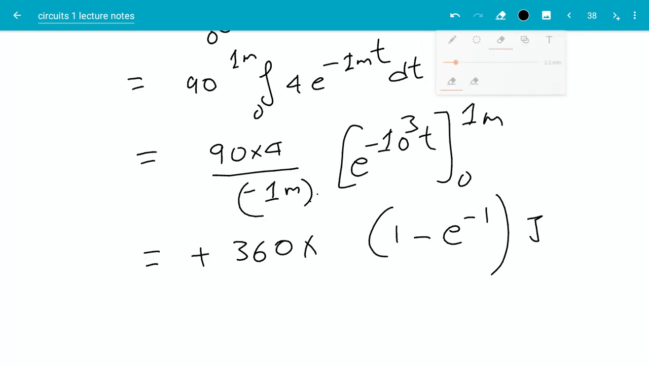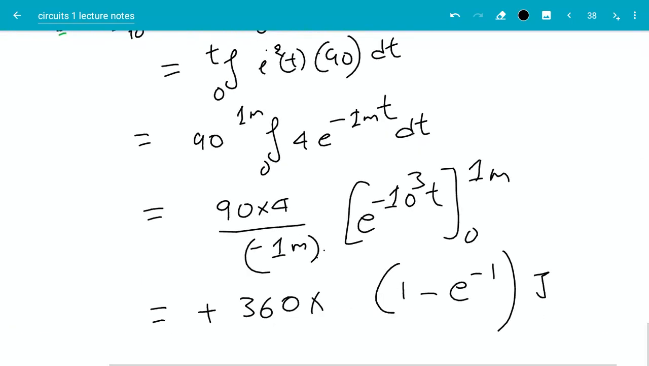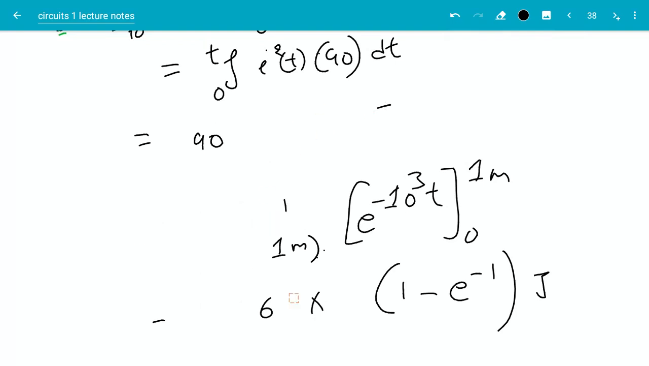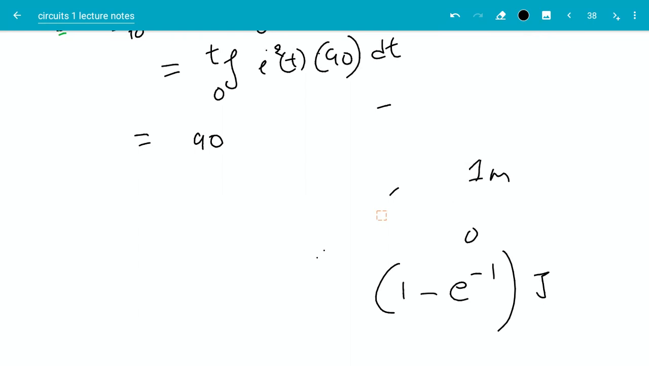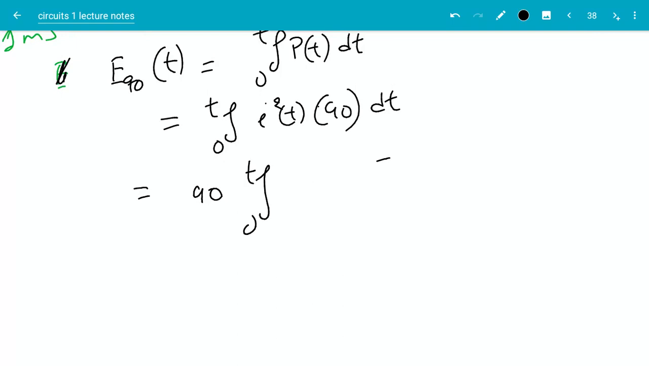Okay, so I made a mistake here, so let me redo this. I'm going to start from right there so that there is no confusion. All right, so once again, the integral from 0 to t, I squared would be 4 e to the minus 1000 t, okay, times dt.